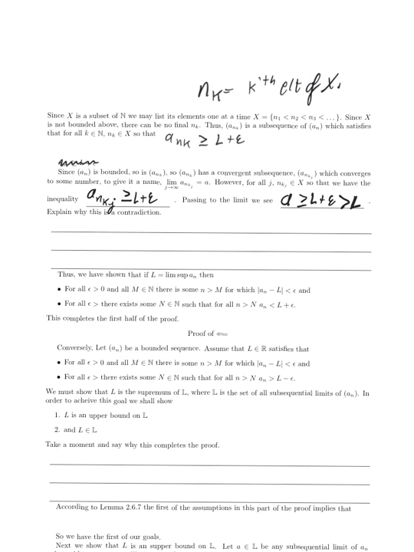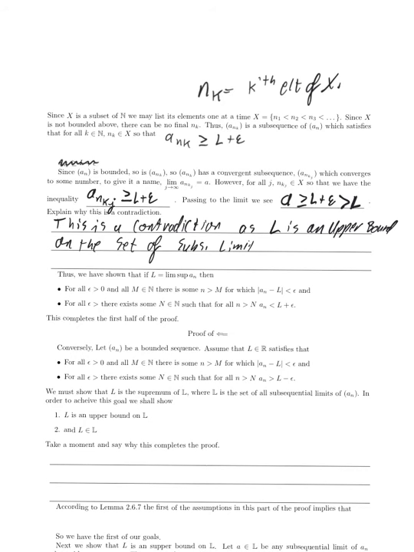And maybe you want to pause for a moment and write down the contradiction yourself. Feel free to do so. This is a contradiction as L is an upper bound on the set of subsequential limits of a sub n.